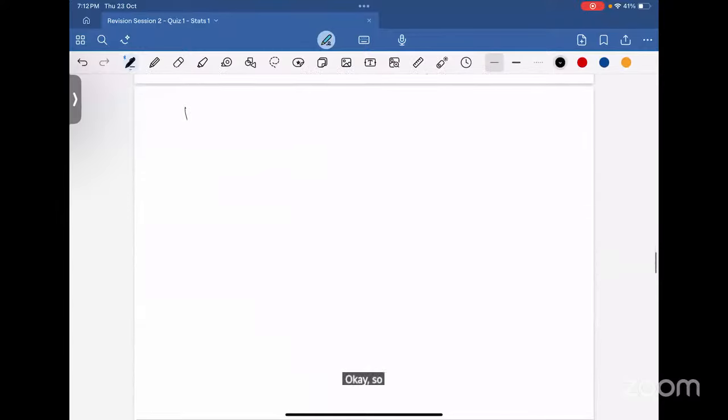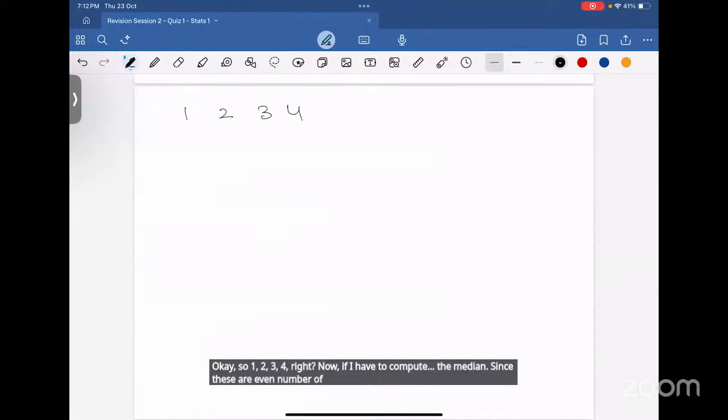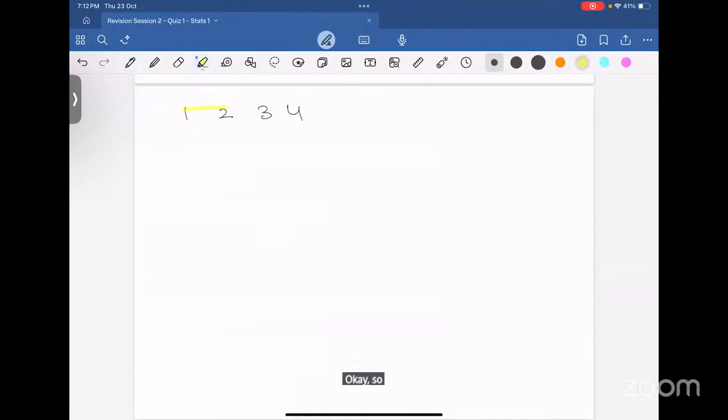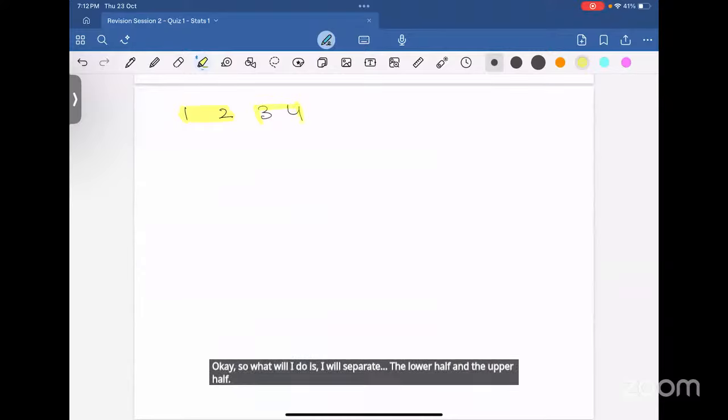Okay, so 1, 2, 3, 4, right? Now if I have to compute the median, since these are an even number of observations, I can do it very easily. What I will do is separate the lower half and the upper half.